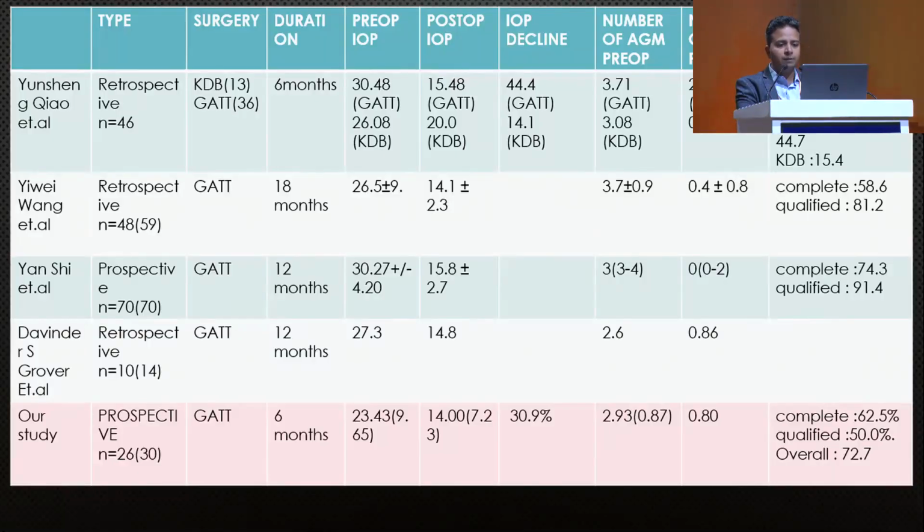we had some studies showing GAT having 65.6% complete success. And others, like Qu et al., showed 58.6% reductions, and a bigger sample size prospective study of 12 months showed 74.3%. Ours, being an Indian population, had a complete success of 70.7%.